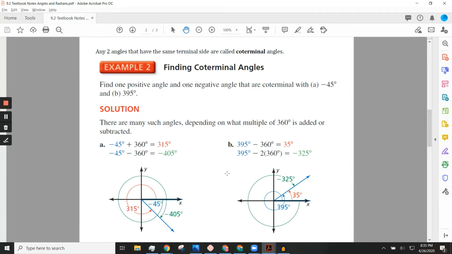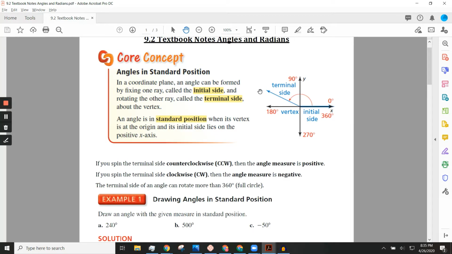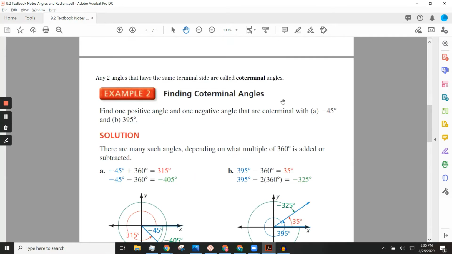So any two angles that have the same terminal side are going to be called coterminal angles. Think about the phrase like, I'm going to be cooperative, or just the word cooperate in general. Co means to share. So they're going to share that terminal side. Now if we come back up to here, again, that terminal side, it's where it terminates, it's where the angle ends. I could think about an angle going this direction, or even one going that direction. They end on the same side, so they would be coterminal.